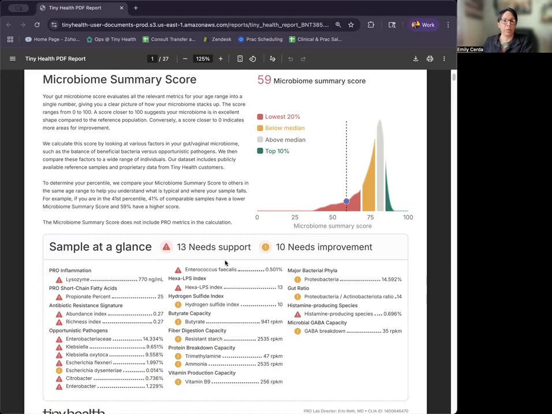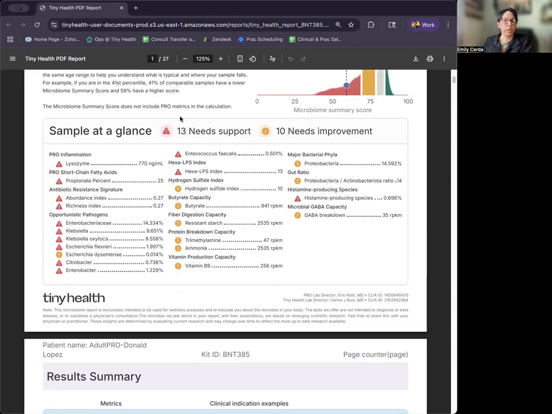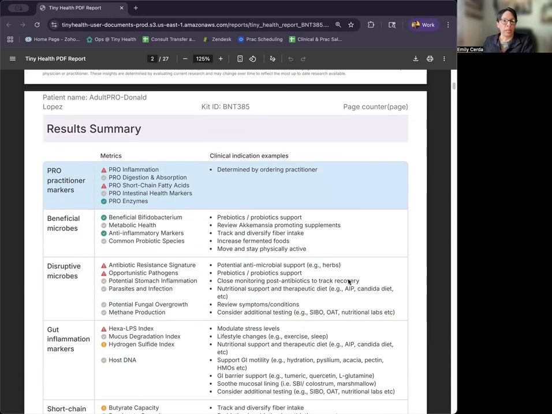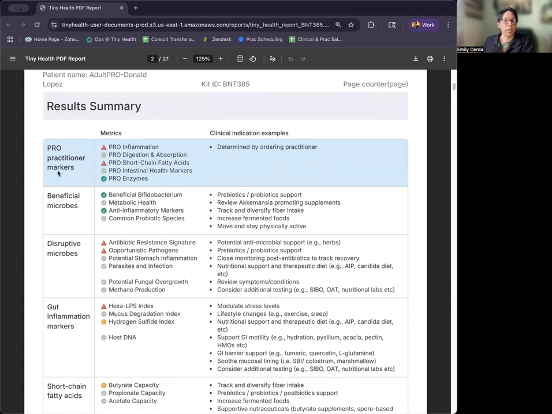Down below the microbiome summary score, we will see a sample at a glance. And here you'll be able to see everything that is out of range in your patient's report. Further down in the results summary, you can see the categories that we break our test into. So pro markers on this test would be stool chemistry markers, and you'll be able to look and see that there is some inflammation and maybe some issue with short chain fatty acids.